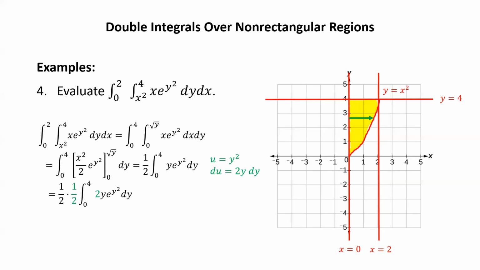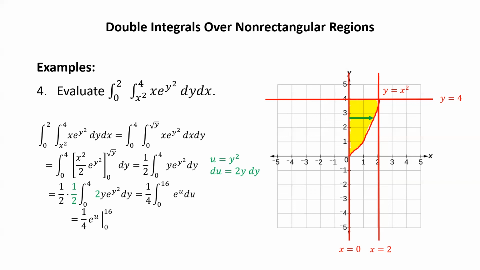So we put in the 2 next to the y. And to balance that out, we multiply by 1/2, and I'll put that outside of the integral. So we have 1/4 the integral from 0 to 16, e to the u du. So we replaced y squared by u. We replaced 2y dy by du. And when y is 0, u is 0 squared, so it's also 0. And when y is 4, u is 4 squared, which is 16.